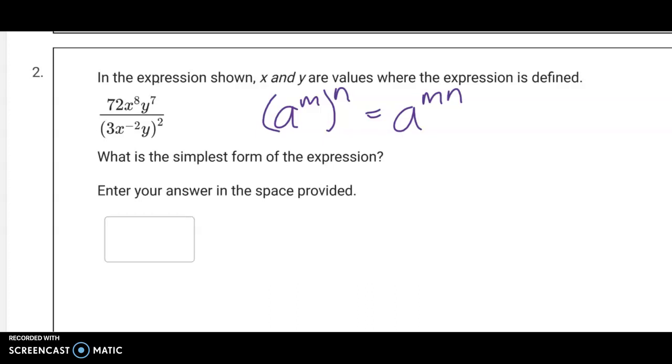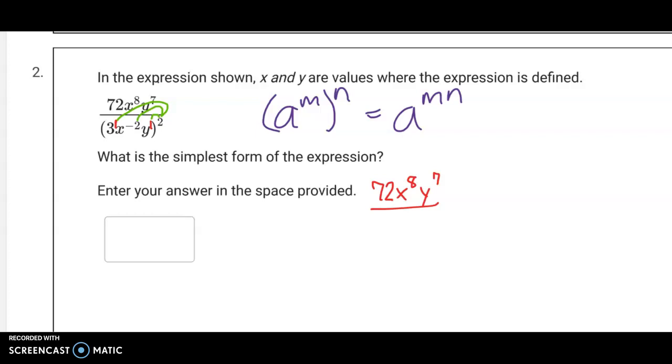So when I look at this particular problem, I notice that there's not just one thing in the parentheses though. Each thing has its own exponent, so even the 3. So if you don't see an exponent there, you put a 1. So 3 to the first power, x to the negative second power, and y doesn't have an exponent, so we give it a 1 as well. So now the numerator for now is going to stay the same, 72 x to the 8th, y to the 7th. But my denominator, I'm going to multiply the exponent on the outside to each exponent on the inside.